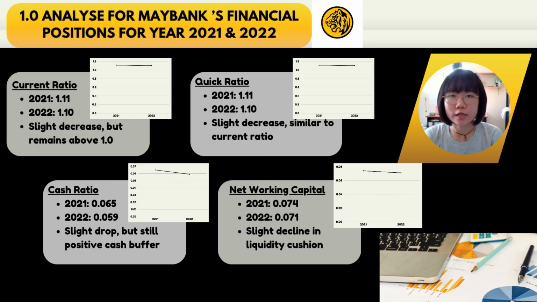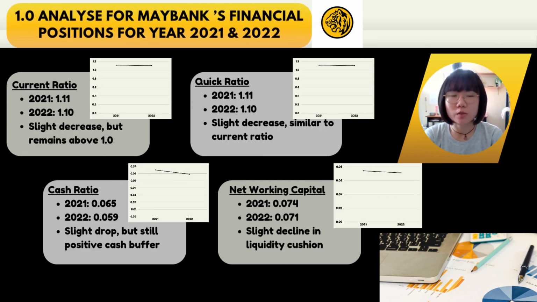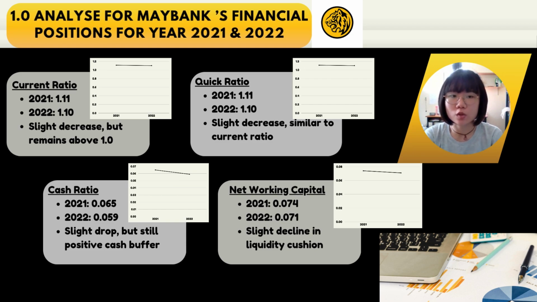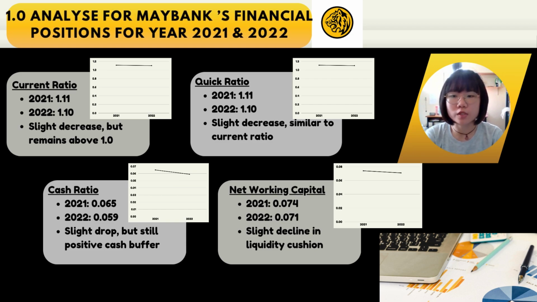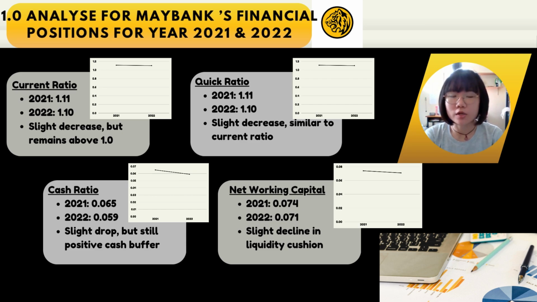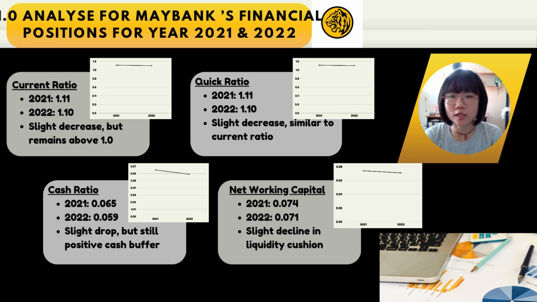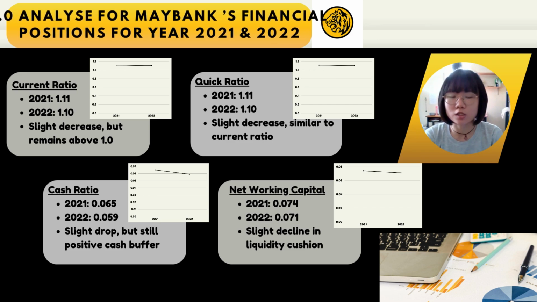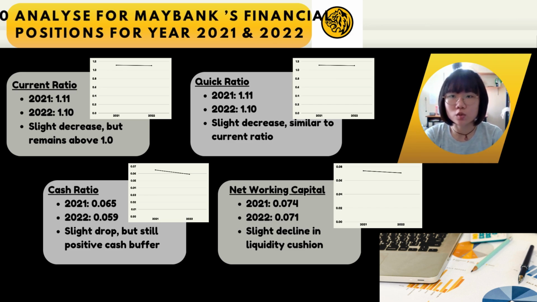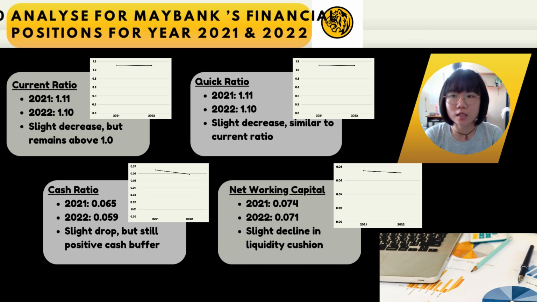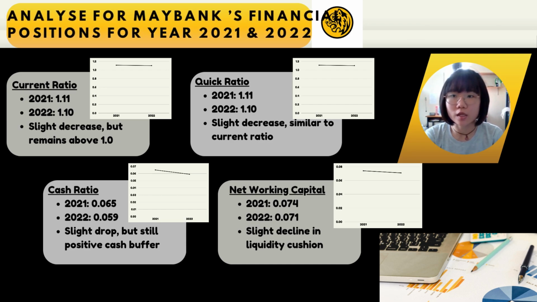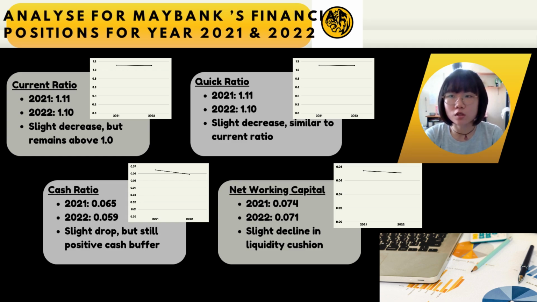The first part of this assignment is the analysis of Maybank's financial position for the years 2021 and 2022. This part is about the short-term solvency or liquidity ratio. The current ratio, quick ratio, and cash ratio are key indicators of Maybank's short-term liquidity position. In both 2021 and 2022, the current and quick ratios remained slightly above 1.0, indicating the bank had sufficient current assets to meet its short-term obligations.